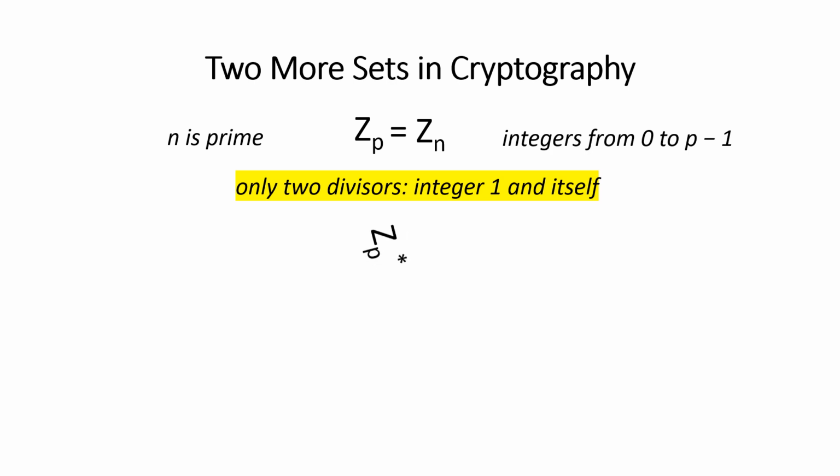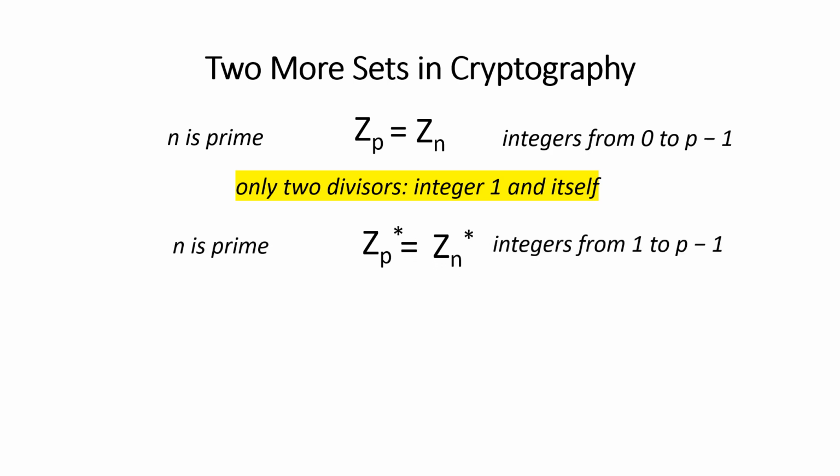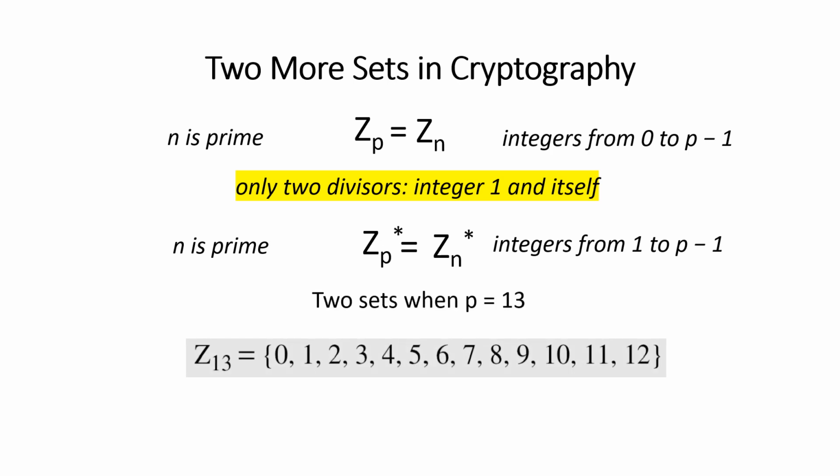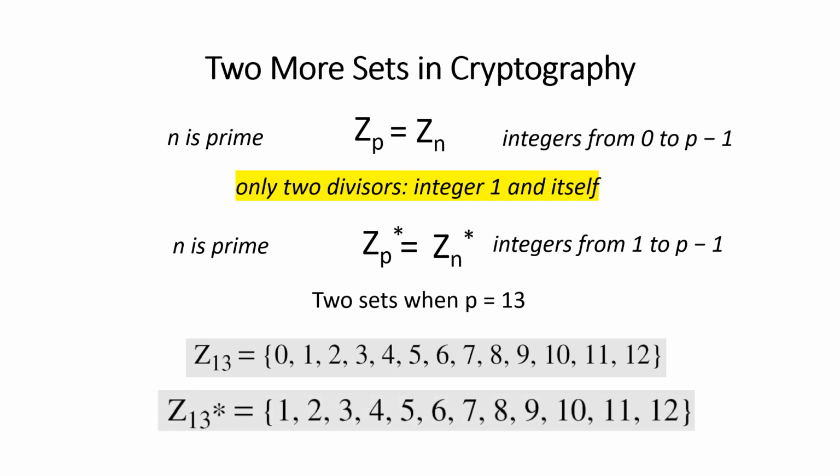The set Zp* is the same as Zn* except that n is a prime. Zp* contains all integers from 1 to p-1. Each member in Zp* has an additive and a multiplicative inverse. Zp* is a very good candidate when we need a set that supports both additive and multiplicative inverse.